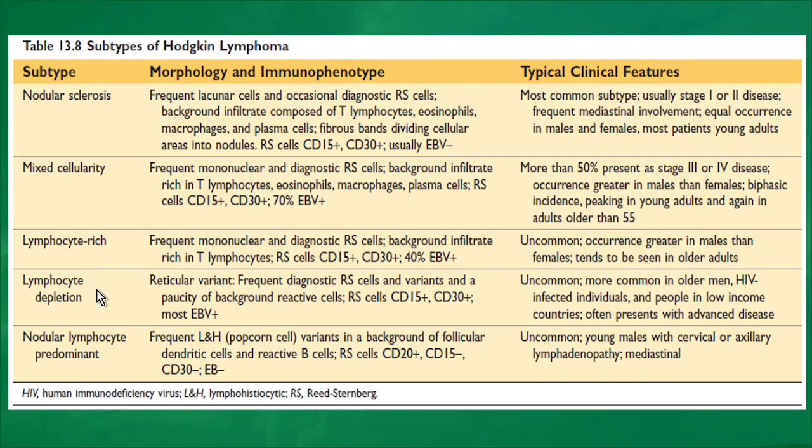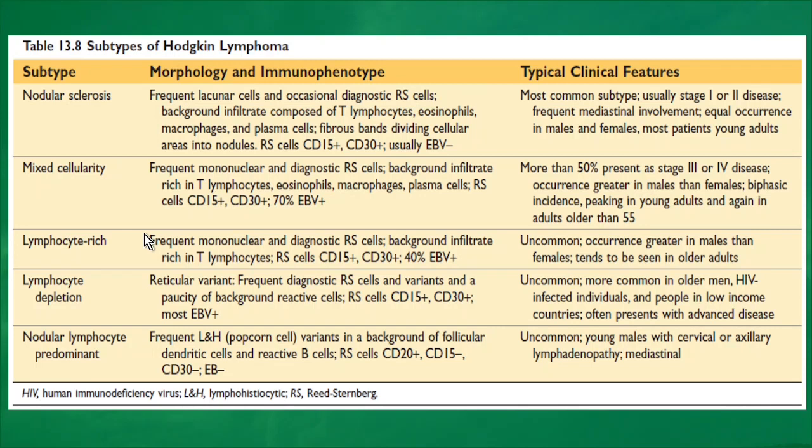Now lymphocyte depletion. Here you see diagnostic RS cells, and there is paucity of background reactive cells. That's why it's called lymphocyte depletion. This is uncommon, but it occurs in older men or HIV infected individuals, and it often presents as advanced stage disease, difficult to treat.